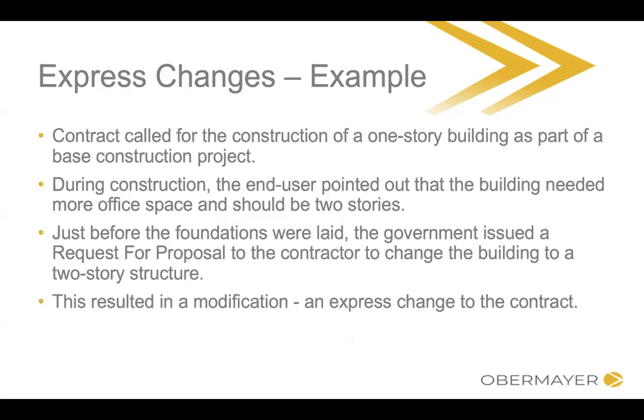In this example, there was a contract from one of our clients that called for the construction of a one-story building as part of a base construction project. During construction, the end user, the ultimate agency, pointed out that the building needed much more office space and really needed to be 2 stories. So just before the foundations were laid, the government issued a request for proposal to the contractor to change the building to a 2-story structure. This resulted in a modification.